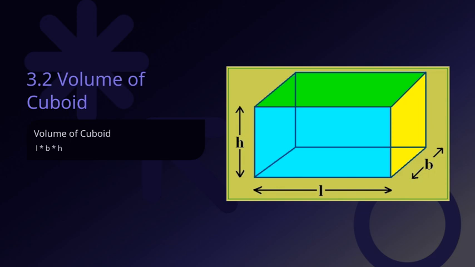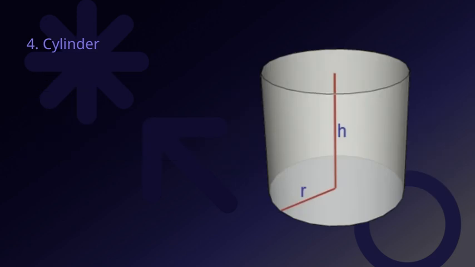Remember, the volume is directly proportional to each of these dimensions. If one increases, the volume increases accordingly. This concept ties into the overall theme of understanding 3-dimensional shapes and their properties. So, whenever you're working with a cuboid, just think about multiplying these 3 measurements to find out how much space it contains. Now, let's take a closer look at the cylinder.